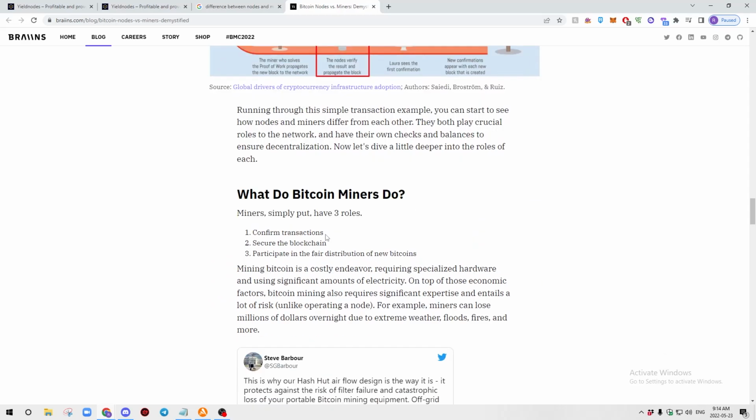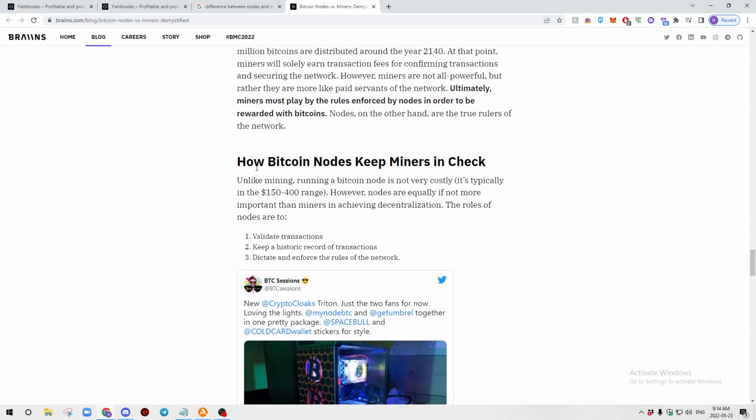What do miners do, right? Miners confirm transactions, they secure the blockchain, they participate in the fair distribution of new Bitcoins. You see, the thing about these coins is there are still some in circulation that need to be mined, right? And so this is where you're able to participate in the fair distribution of new Bitcoin. What are nodes? Well, nodes validate the transactions, keep a historic record of the transactions, and dictate and enforce the rules of the network, right?